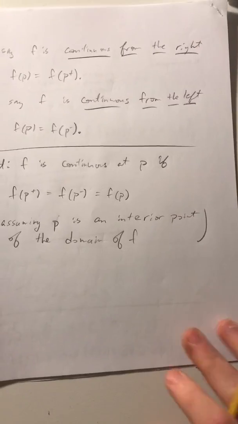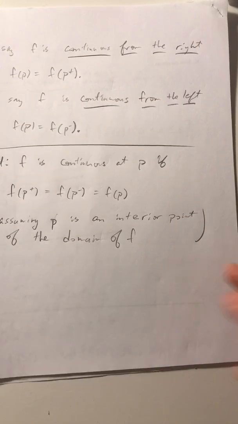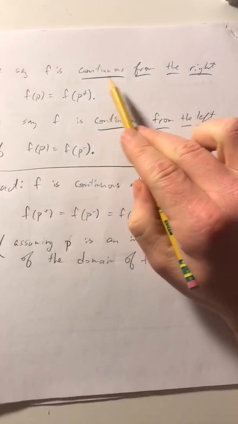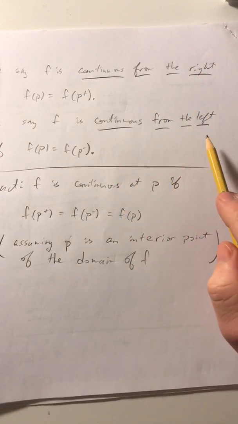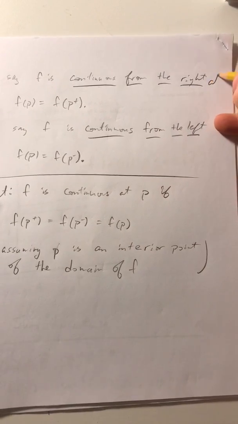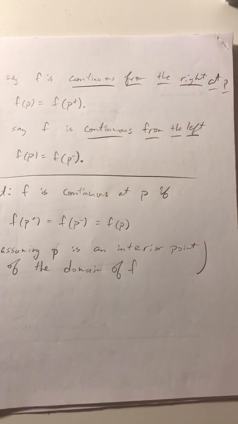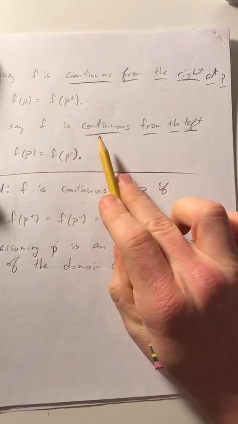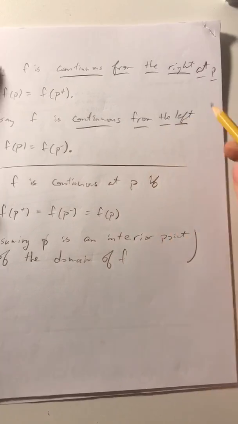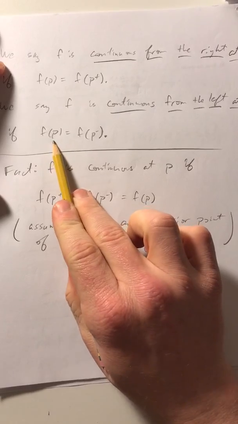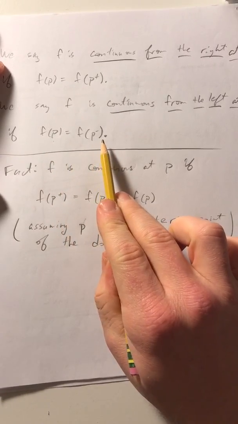Okay. So we had a limit, and we then had continuity. So a function was continuous at p if the limit at p is the same as the function value at p. We have continuous from the right, continuous from the left. The function is continuous from the right at p if the function value at p is the same as the limit from the right. Okay? We say the function is continuous from the left at p if the function value at p is the same as the limit from the left at p. Okay?